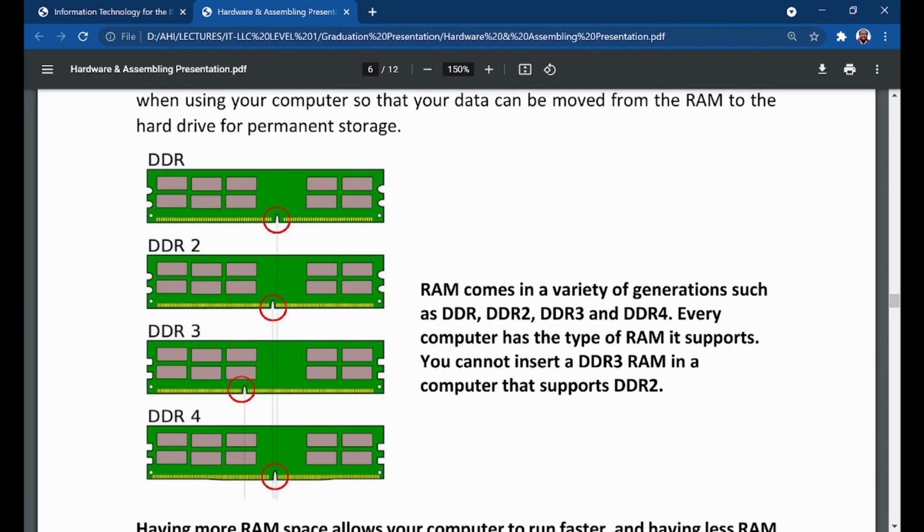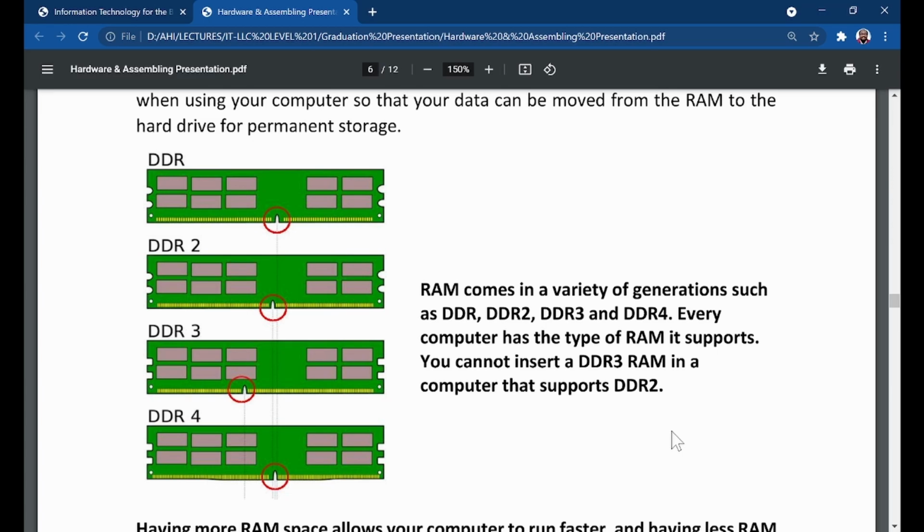Watch this. Every computer has the type of RAM it supports. Keep this in mind. You cannot insert a DDR3 RAM into a computer that supports DDR2. That means if a computer supports DDR2, you can't put DDR3 in it. If a computer supports DDR3, can you put DDR2 in it? It's not going to work. If a computer supports DDR2, can you put DDR4 in it? So anytime you pick RAM, the first question we will ask is, what is the DDR version? Is it DDR2 or DDR3 or DDR4? That's what you need to ask.